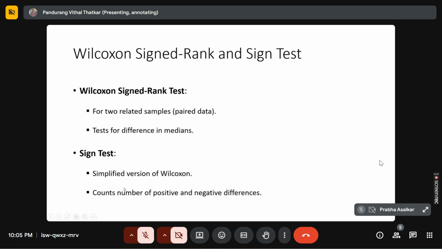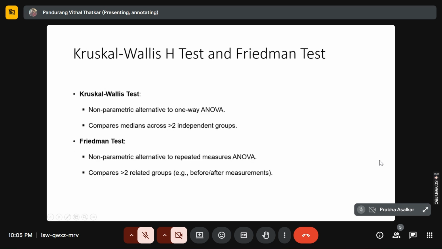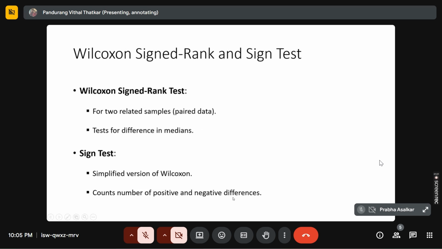The sign test is a simplified version of the Wilcoxon sign rank test. It counts the number of positive and negative differences. Suppose we have two columns, before and after, then we find the difference. If positive, we put plus. If negative difference, we put minus. And we use these numbers of positive and negative signs to conduct the sign test. And in case of the Wilcoxon sign rank test, we use the median of the first set and the median of the second column.